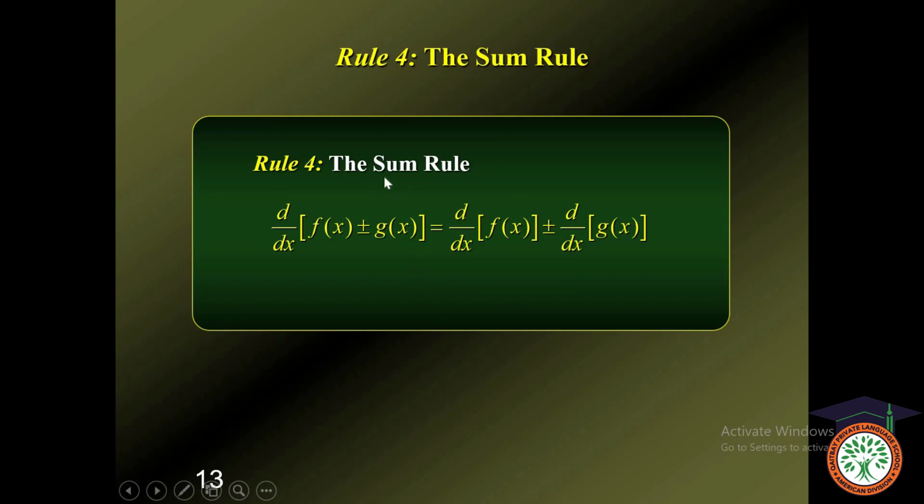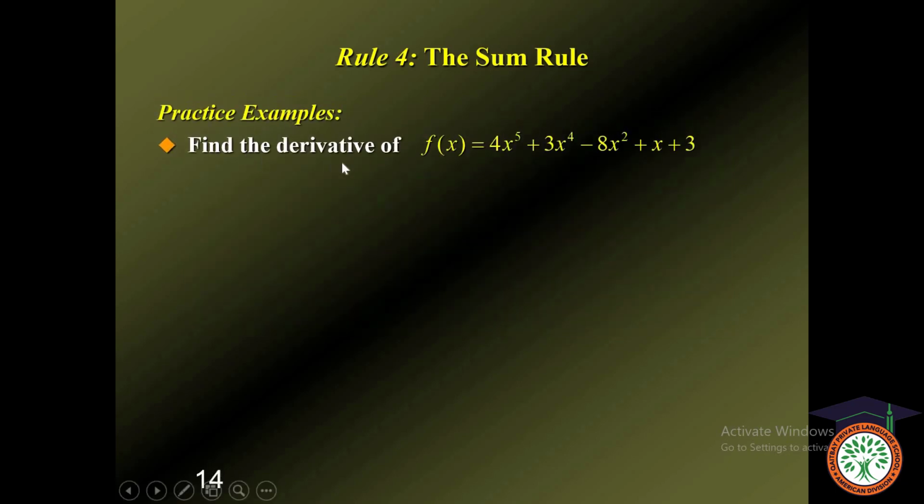Rule number 4 is the sum rule. The sum rule: if I have two terms or two functions, with positive or negative between them, whatever sign or operation you have, I'm going to find the derivative of the first function and then the derivative of the second function. Okay, separate between f(x) and g(x). Calculate the derivative of f(x) and then plus or minus the derivative of g(x).